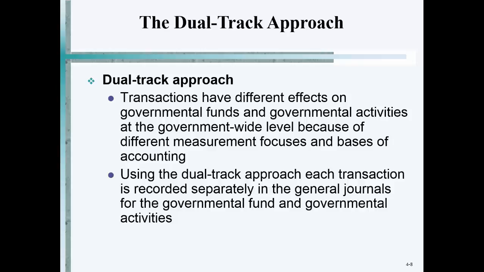Now, the book is using this dual-track accounting theory, and they're thinking that governments would have accounting systems that would have 2 levels of accounting, and I've told you that's not how it works. They have 1 level of accounting. They account for things at the fund level, and then they convert the fund statements to what? To the government-wide statements.